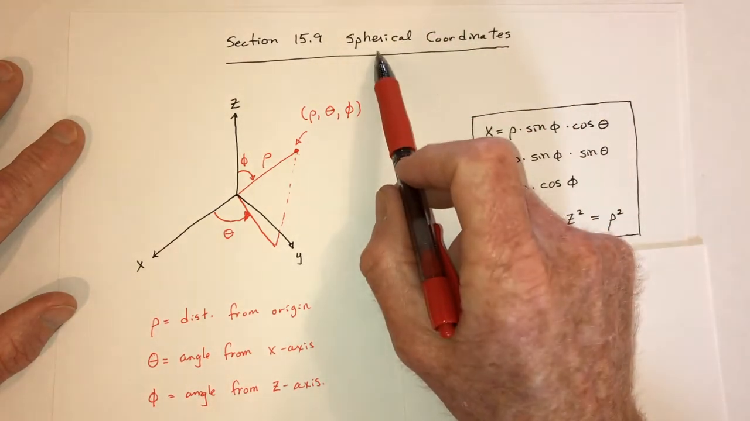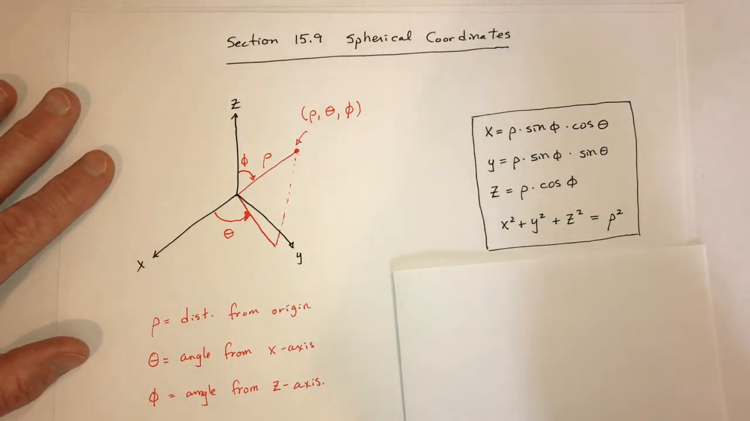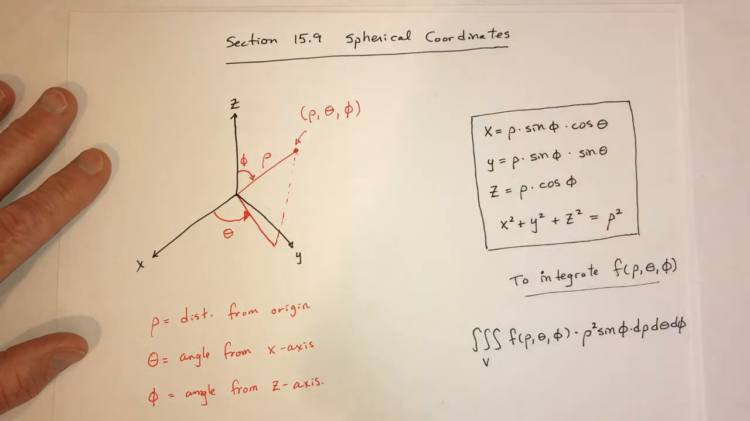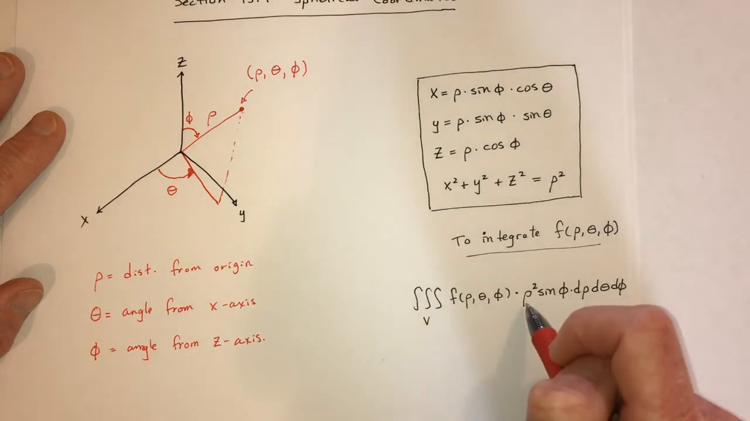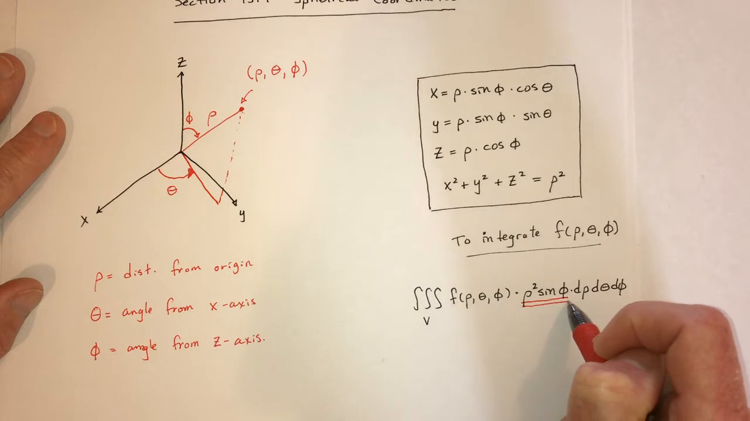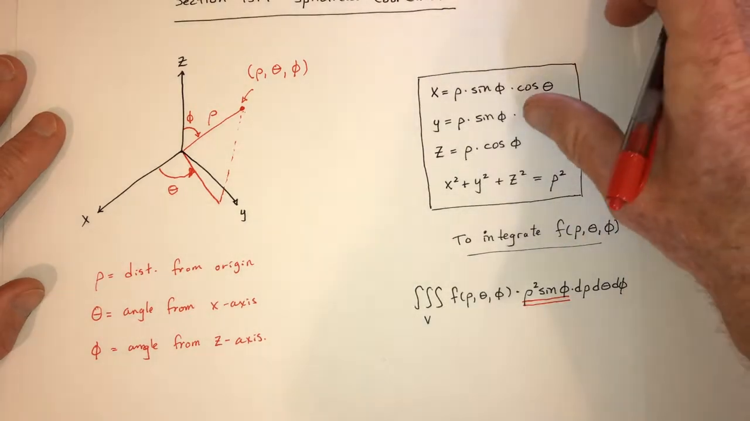Thus, the name. Now, when you go to integrate, remember when you do polar, you have to multiply by an extra r times dr? Well, in here, in order to integrate, you need to multiply by an extra rho squared sine of phi. So each integral, when you set it up, is going to have that little extra bit right there. Now, let's start doing some examples.